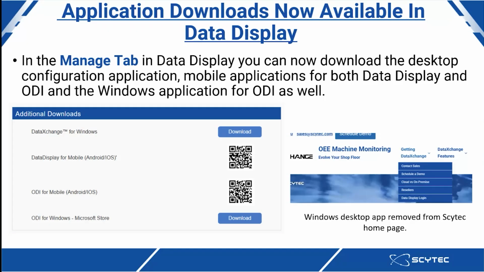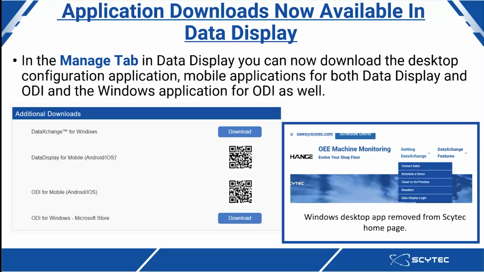And thusly, as I said, when we add something to Data Display, it is then typically removed from the desktop application. But in this case, we also removed it from our main Scytec.com website, where typically you would have found the ability to download the desktop application from the Getting DataXchange tab. That has now been removed, and you can see that the Data Display login is in its place.